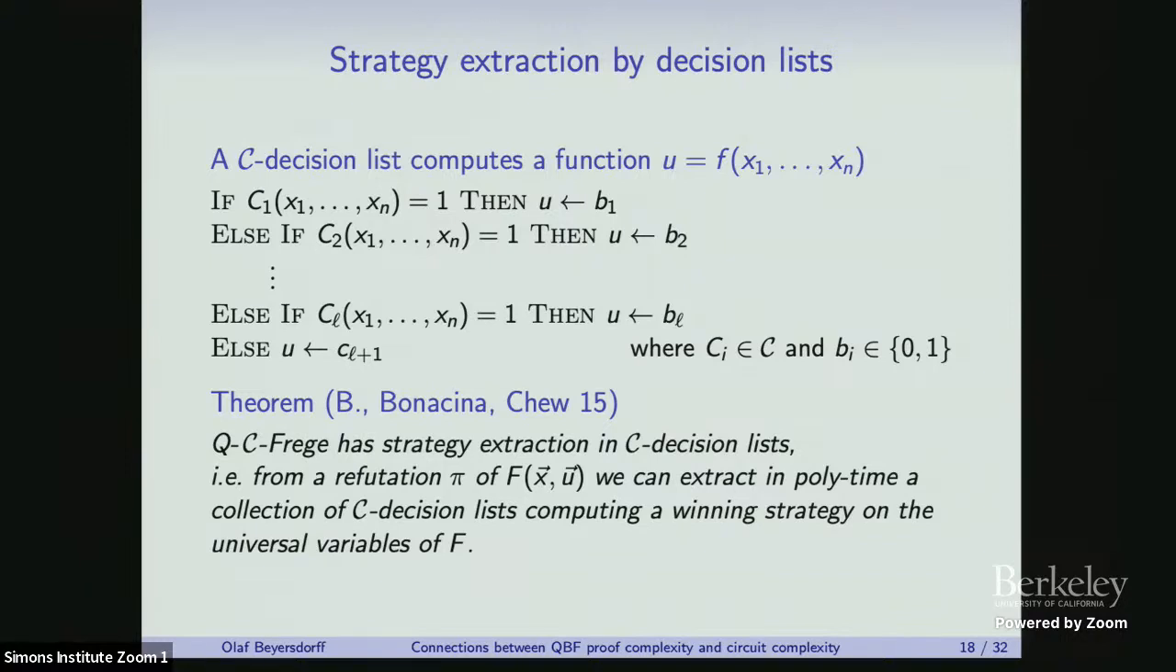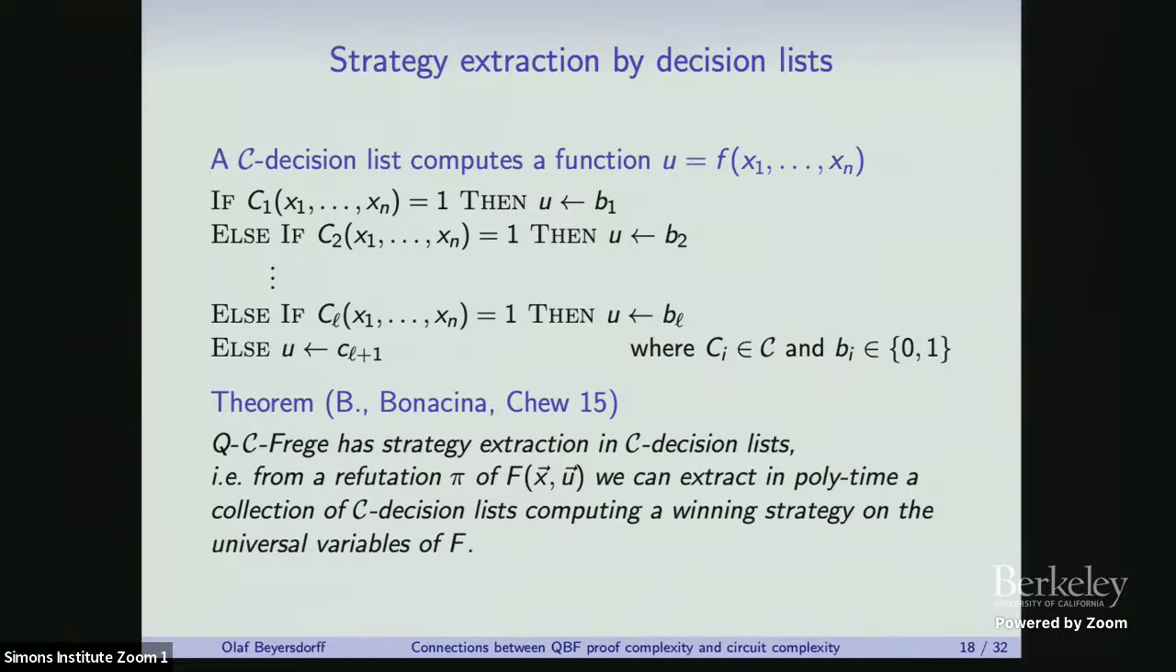And it turns out that the model in which you can do this strategy extraction is a simple computational model called decision lists. And I define C decision lists here. So what is this? Decision lists are a bunch of if-then statements. You have a condition that you evaluate, and in this case, the condition is a circuit in variables x1 to xn, a circuit in the class C. And if this evaluates to one, then you set variable U to a value B1, where B1 is either 0 or 1. And if this condition didn't hold, then you go to the next line and so on. And otherwise, you have a case where you set U to B_{L+1}. So it's a very simple computational model, which actually originates from machine learning in the 80s.